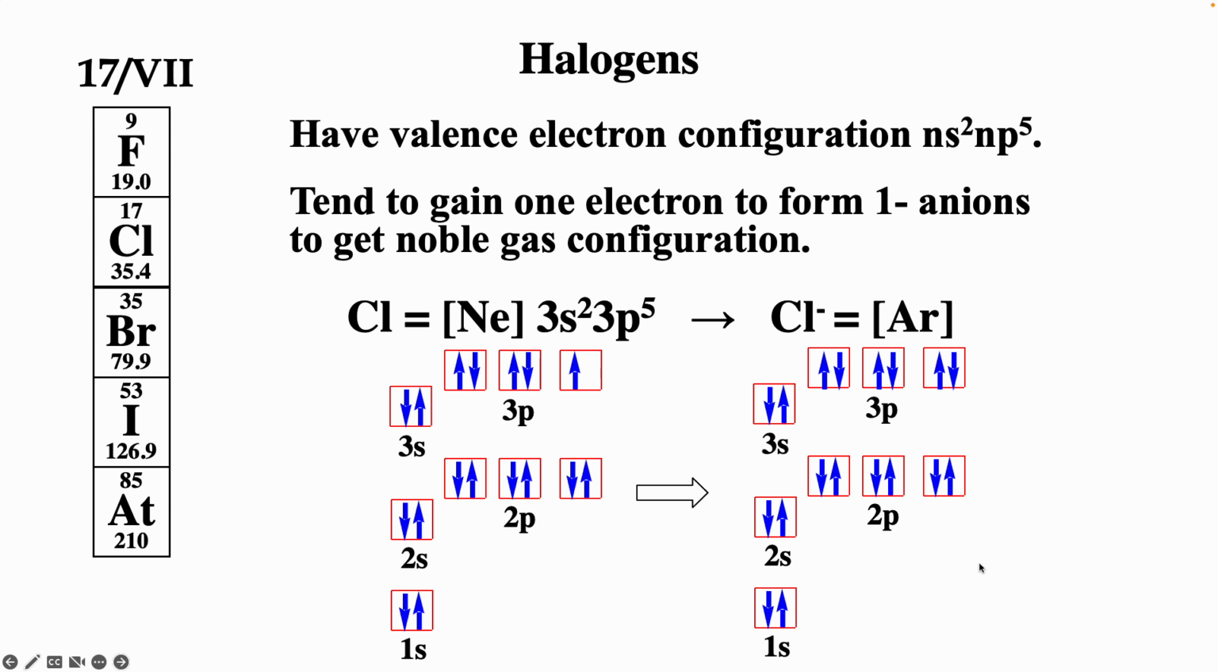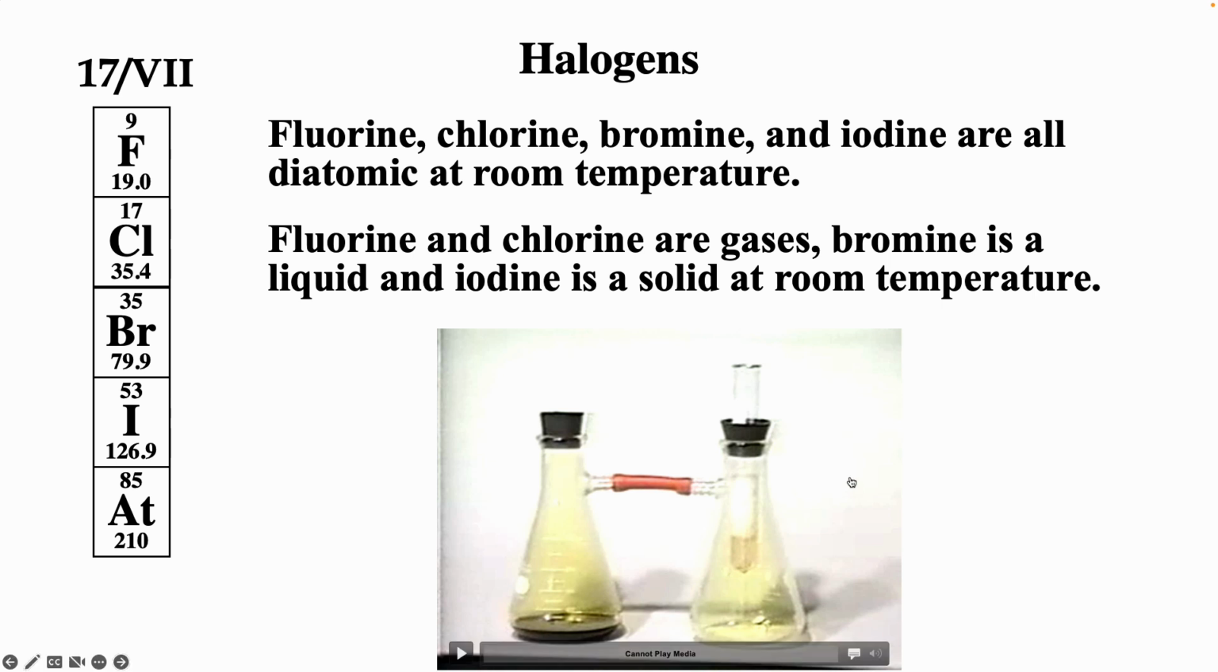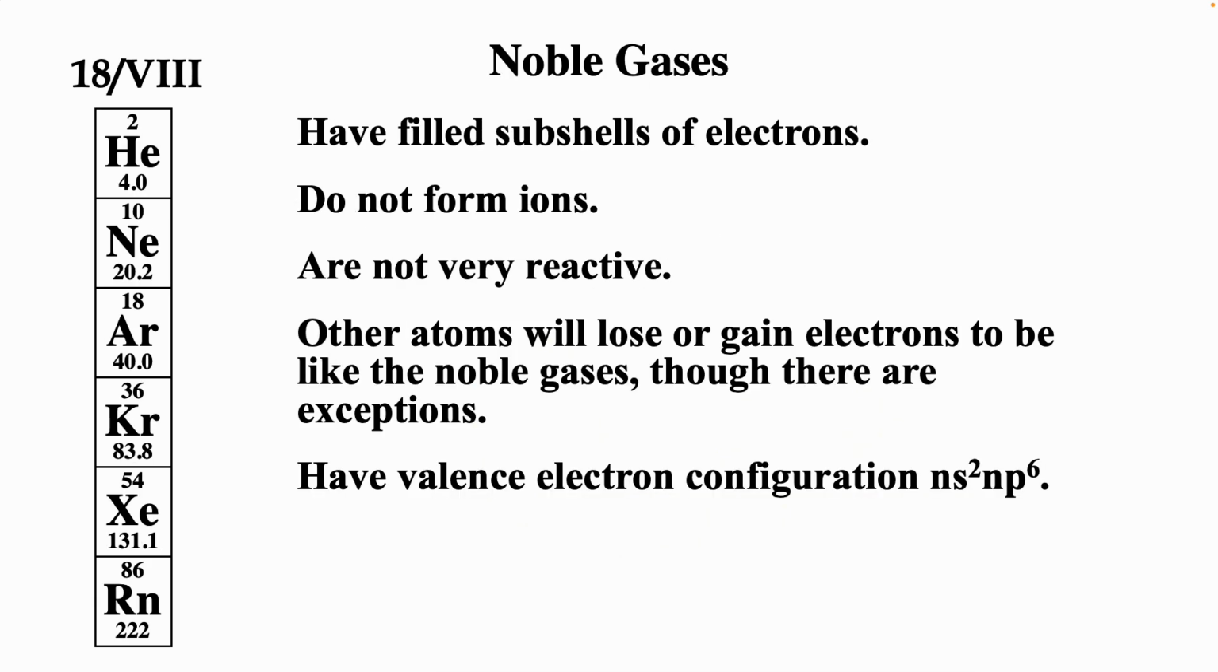Again, noble gas configuration is extra stable because all the subshells are full. And then the halogens, again, all tend to gain 1 electron, forming a -1 ion. Noble gases, all their subshells are full. They are not very reactive. There are some known compounds with argon, krypton, xenon, no known compounds with helium or neon. They have the valence electron configuration ns2np6. They have 8 valence electrons.